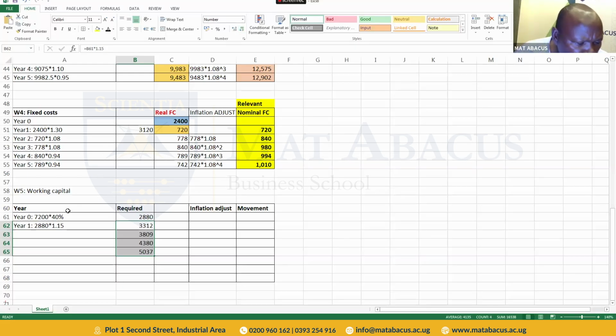At this stage, I'm sure you know what we're doing. We shall have year 2 here. Year 2, I'm going to increase the 3312 multiplied by 1.15. And then year 3 is going to be 3809. I will grow it by 1.15.